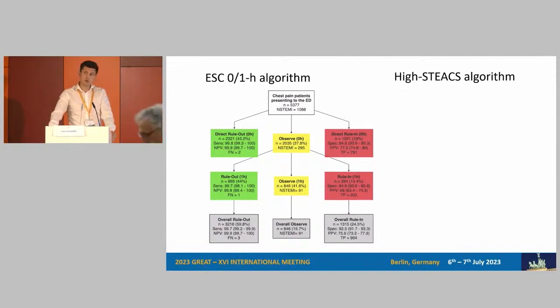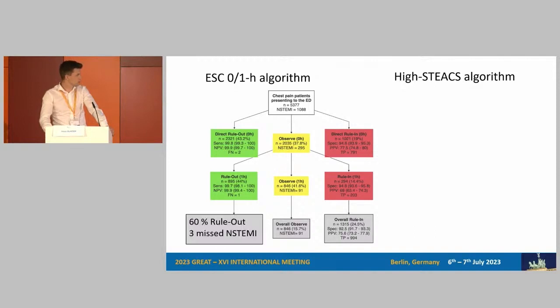So the ESC 0/1-hour algorithm ruled out 40 to 43% with the first troponin and missed 2 patients with myocardial infarction. With the difference criterion, 1 additional patient was missed, resulting in an overall rule-out of 60% of all patients. So in total, 3 NSTEMIs were missed, 60% were ruled out, and the positive predictive value was 75%.